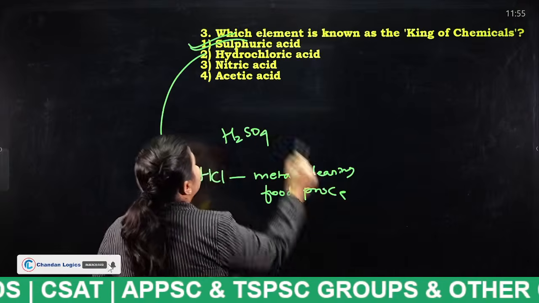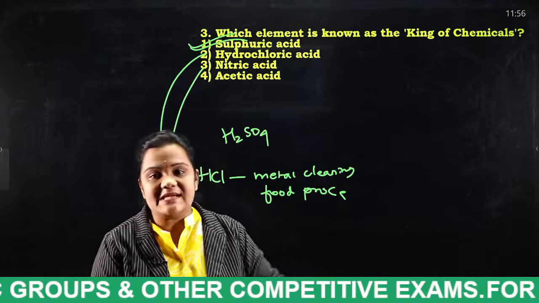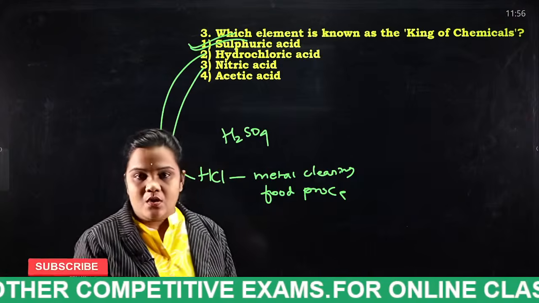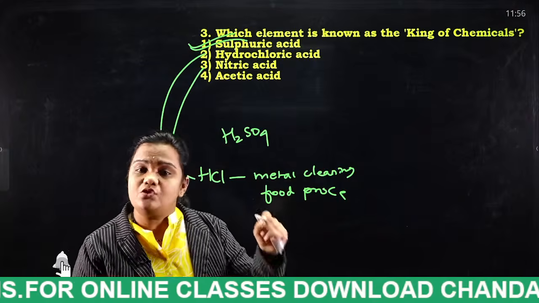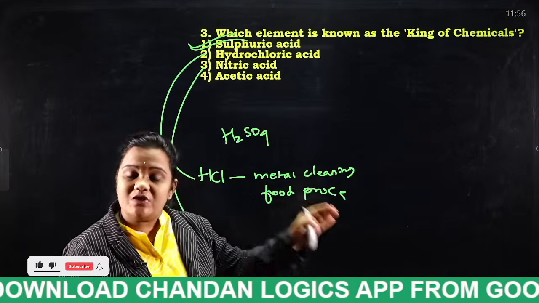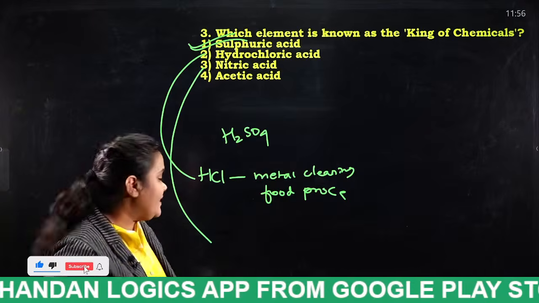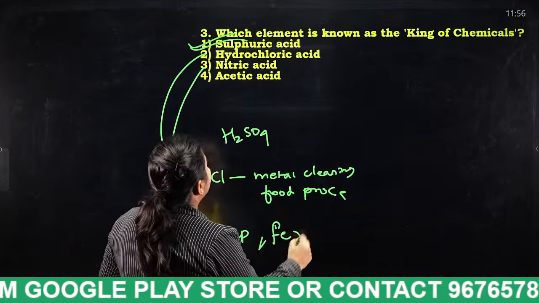And next comes nitric acid. What is the use of this nitric acid? It is considered the queen of acids, and it is used in making explosives and fertilizers. Explosives and what? Fertilizers.